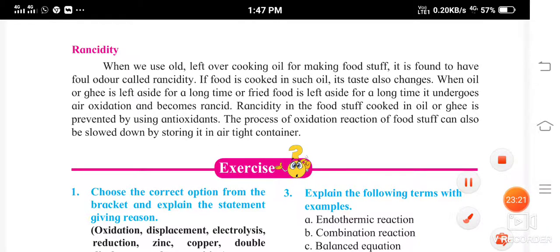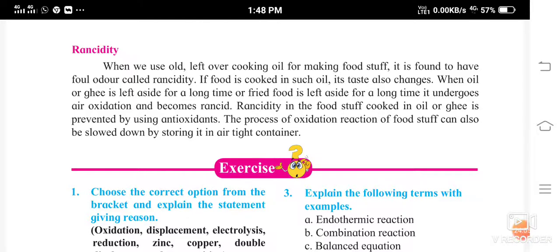Rancidity of foodstuff cooked in oil or ghee is prevented by using antioxidants. How can you prevent this rancidity? You can prevent it by adding antioxidants. You eat all these wafers, kurkures, lays and all, the packed food. They add antioxidants to it, and that is why you don't get a bad odor.